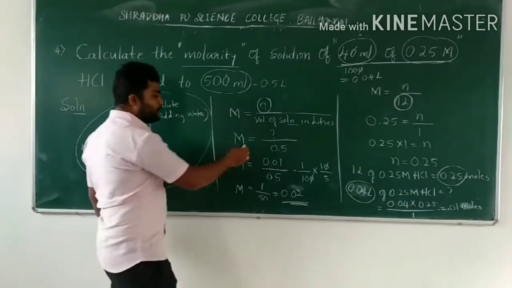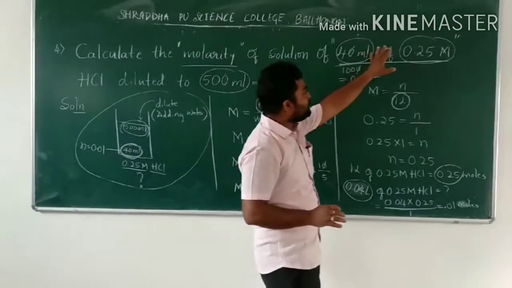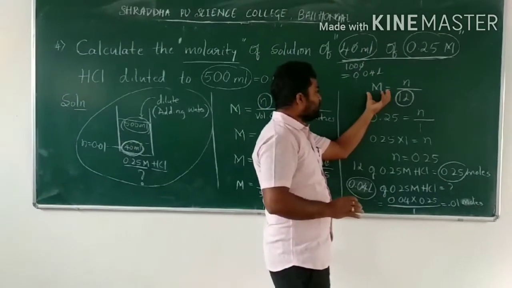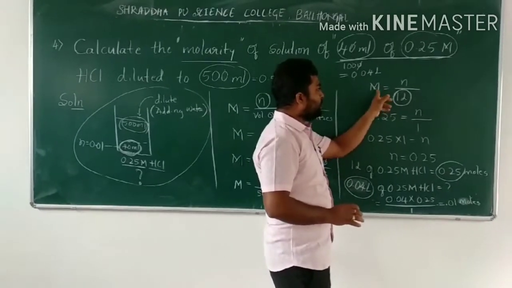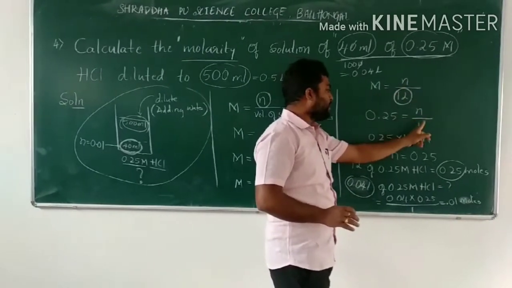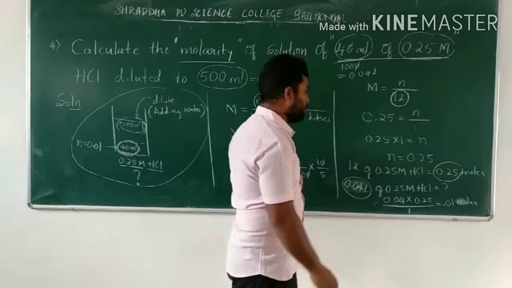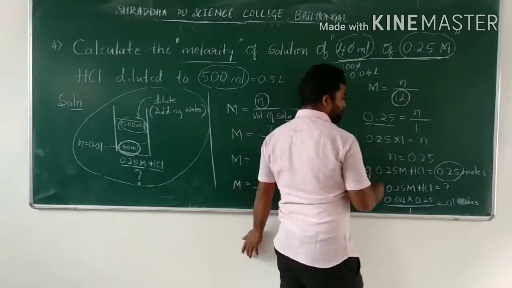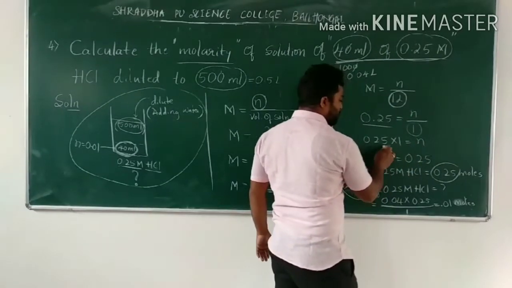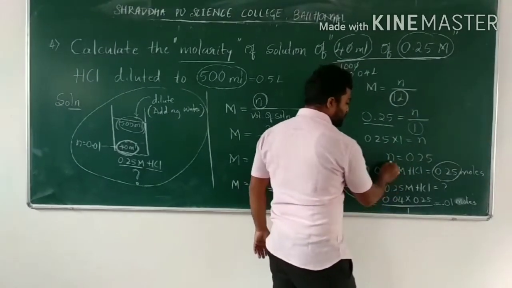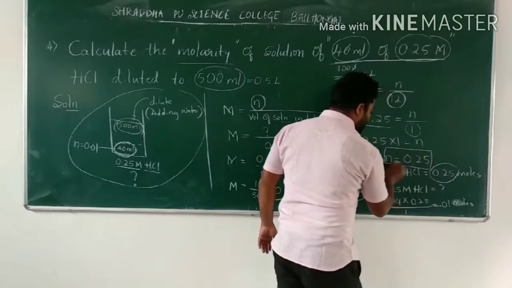So how do I calculate the number of moles? See, you know that the molarity is 0.25. Molarity is equal to number of moles divided by 1 liter. Molarity is given as 0.25, and it is already per 1 liter. So n is equal to 0.25 into 1, therefore n is equal to 0.25.